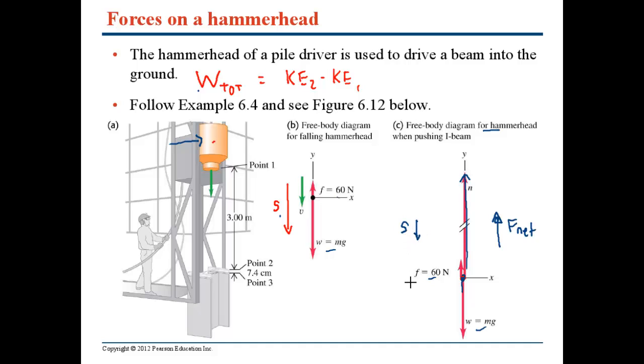It's slowing down. This tells me that my net work is going to be negative because F and S are in opposite directions. What that means is it's going to slow my object down. It's going to decrease its kinetic energy. So make sure you're able to solve that before you come to class.